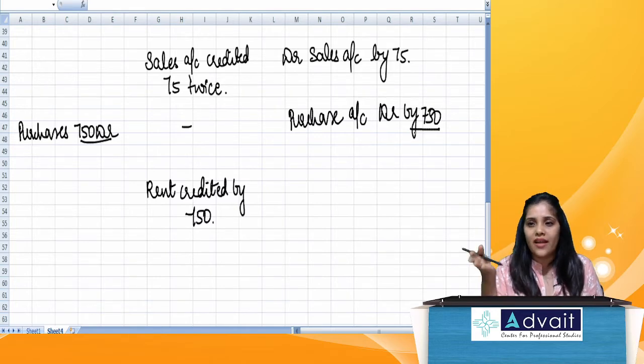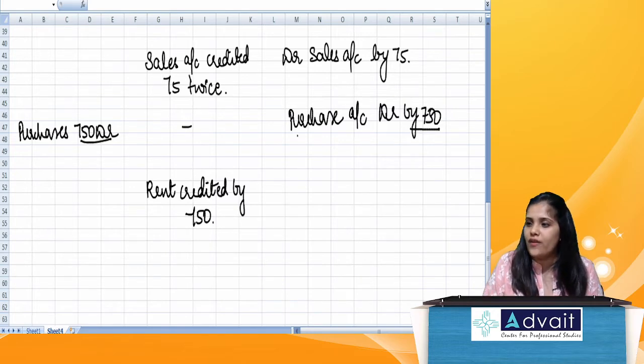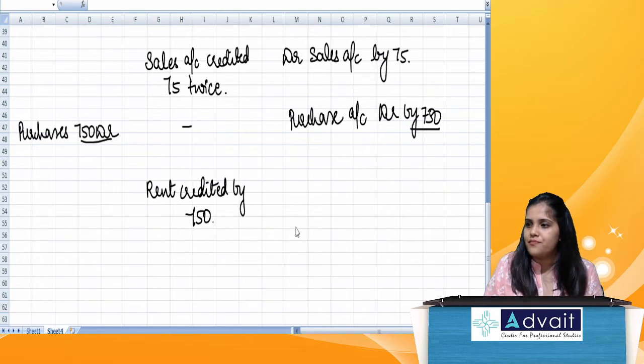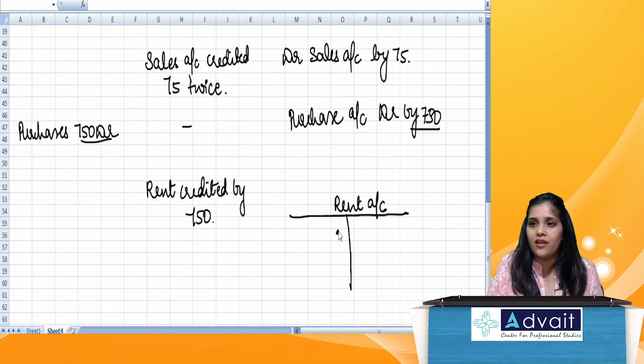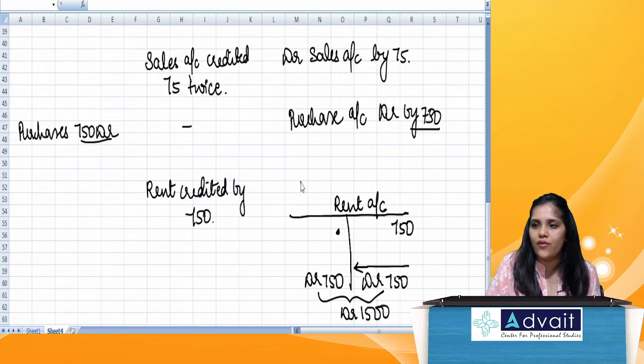Fantastic. Ma'am, rent is an expense. Expense should be debited, not credited. So how do we rectify now? See, if you were to have a rent account, can I say you should have written here? But what have we done? We have written here. So to nullify this, go back and debit 750. And to have a debit, debit 750. So the total debit will become 1500.